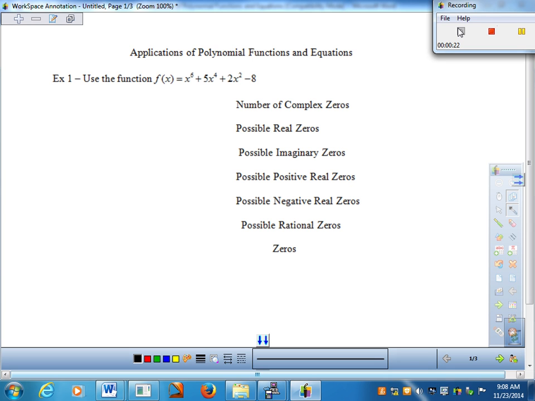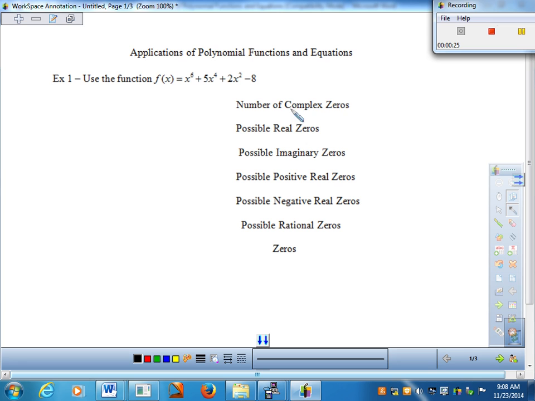I have a fairly large degree polynomial, and you can see all of the characteristics run down on your notes worksheet here. We'll go through them obviously piece by piece. So example 1 states, use the function f of x equals x to the 6th plus 5x to the 4th plus 2x squared minus 8. So degree 6 polynomial. That's great. Kind of upping the ante a little bit here. And let's start with the very top.